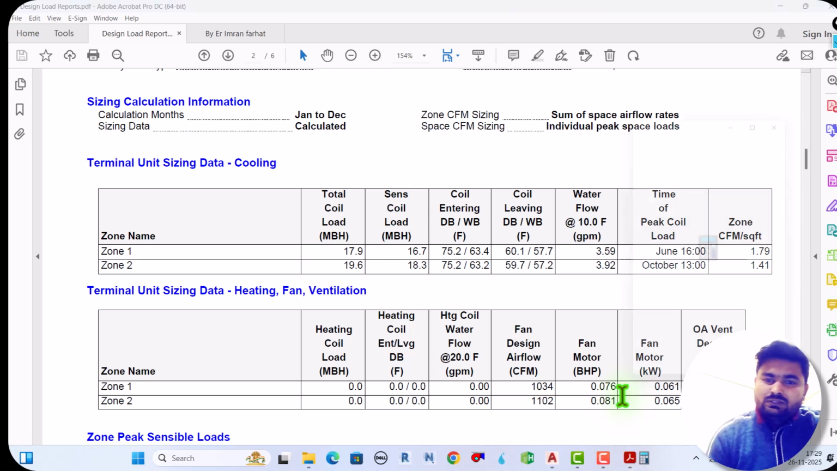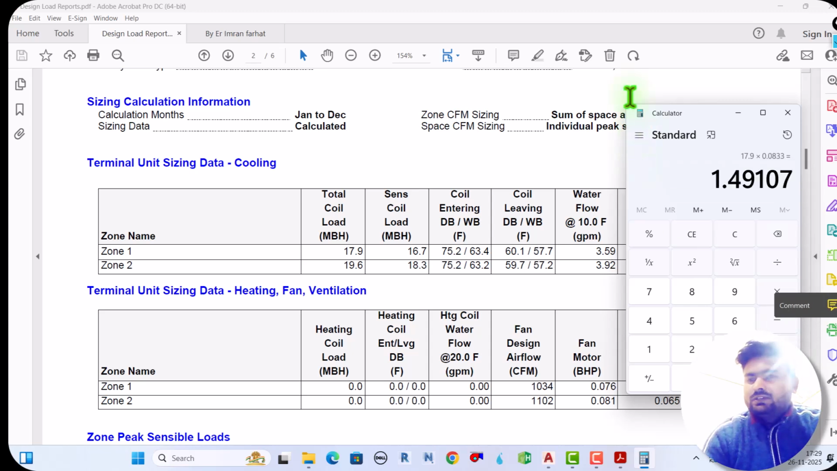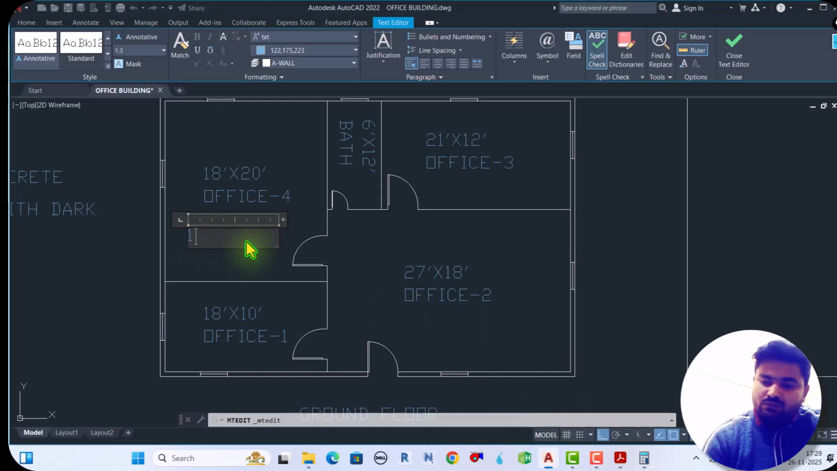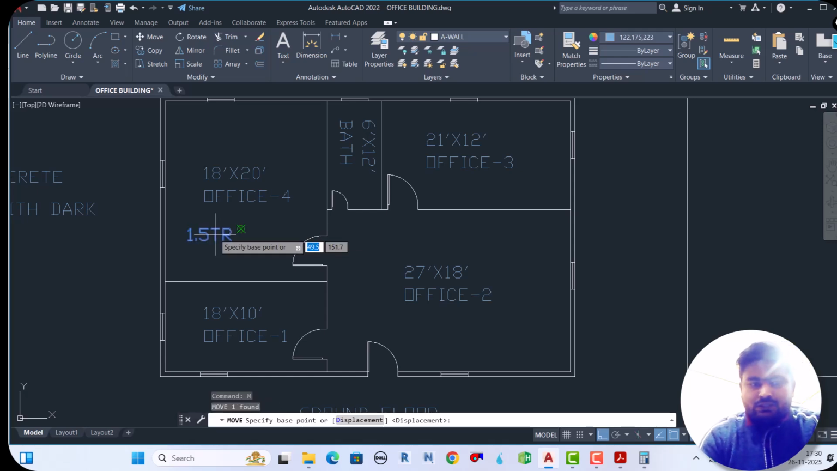So we know if we want to convert to ton, then 17.9 multiply by 0.083, I think. So how much will it come? 1.49. It means 1.5 ton, right? 1.5 TR for this zone.